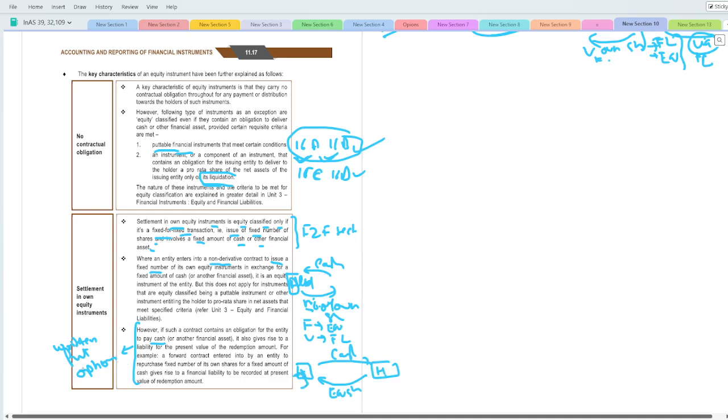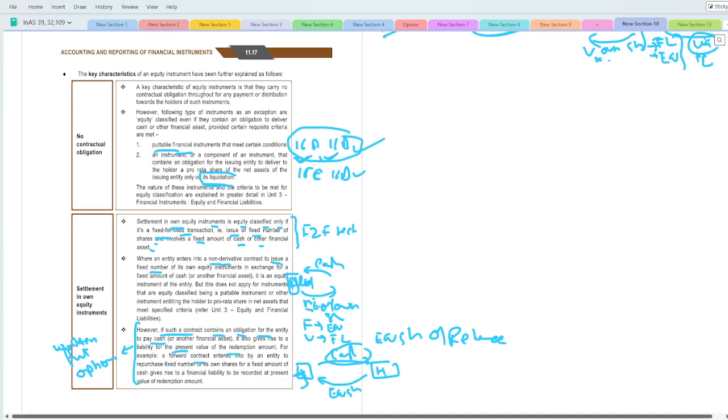ठीक है, तो ये क्या बोल रहा है, ये इशूअर के पॉइंट ऑफ व्यू से क्या बोल रहा है, if such contract contains an obligation for the entity to pay the cash. ठीक है, to pay the cash और the another financial asset, यहाँ पे कुछ और भी इक्विटी शेयर्स भी हो सकते हैं इसके बदले. तो इक्विटी शेयर्स ऑफ say Reliance. ठीक है, अगर यहाँ पर रिलायंस होता है, so it also gives rise to the liability for the present value of the redemption amount.